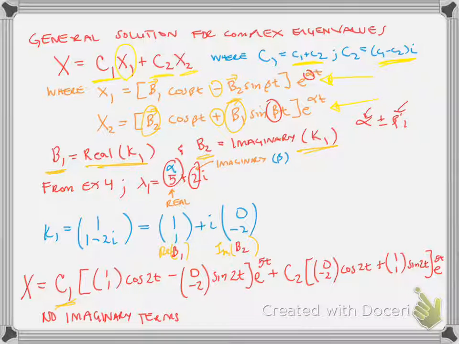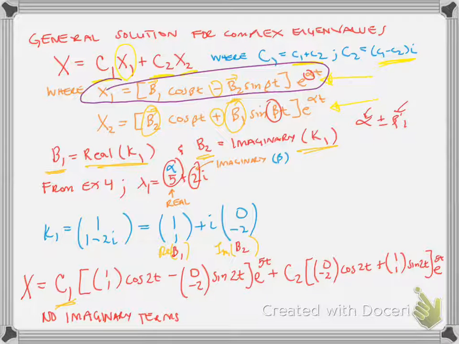Okay, so now putting everything together and substituting in, we have C sub 1 times the quantity. I know it's a lot of writing going on, but this entire thing is representing our X sub 1. So it's B sub 1, which is the real part, the vector 1, 1 times cosine of 2t minus the imaginary vector B sub 2, which is 0, negative 2 sine 2t, e to the 5t, because that's our real part in the alpha plus beta i. And then C sub 2 is you flip the vectors, the eigenvectors. So now it's 0, negative 2 cosine 2t, and then you flip the sign, plus 1, 1 sine 2t, e to the 5t.